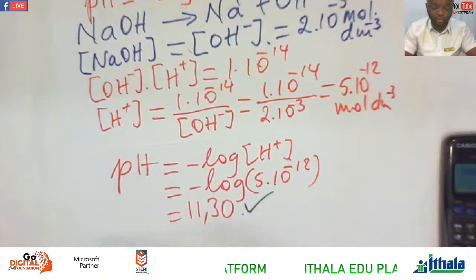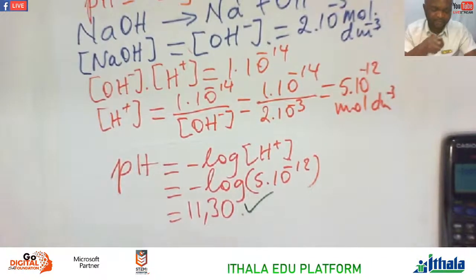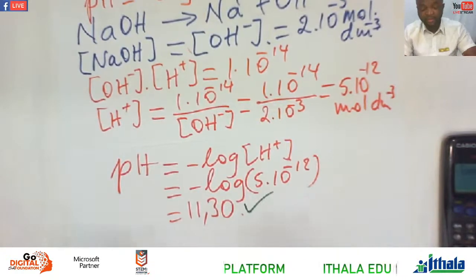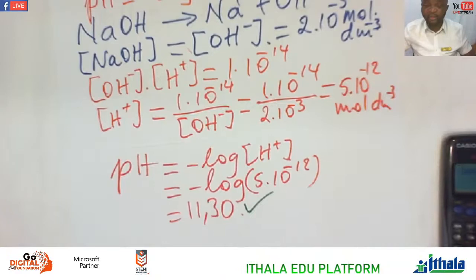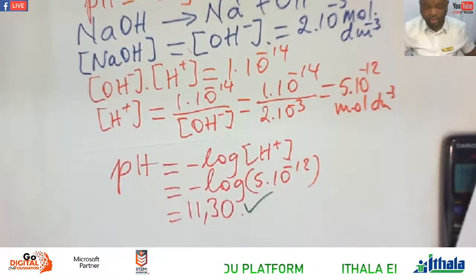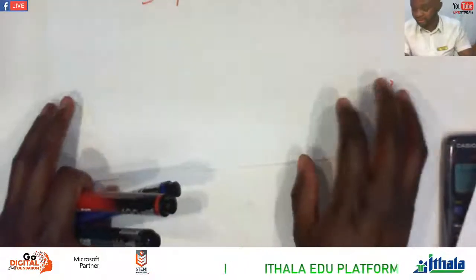You must always remember that the concentration of OH minus times the concentration of H plus, normally H3O plus, is equal to 1 times 10 to the power negative 14. Right. So yeah, the pH calculation is sorted.